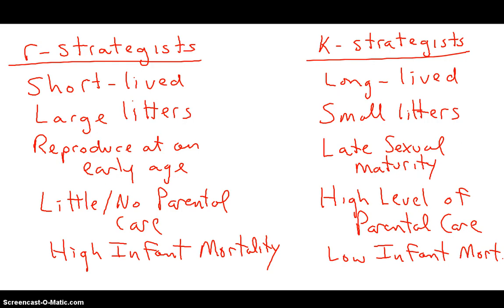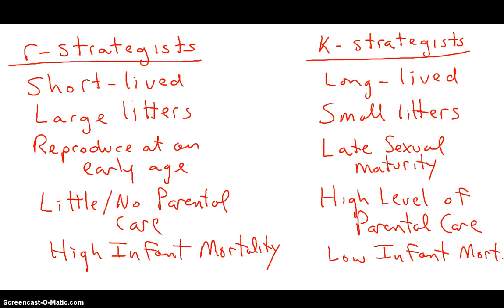Here's a quick list of some characteristics, and they're really opposites of each other. On the left we have the R strategist, on the right we have the K strategist. R strategists are short-lived. They tend to have a very short life. Insects can have lifespans on the order of days once they've mated. K strategists are very long-lived. Humans, elephants, and tortoises can live many years.